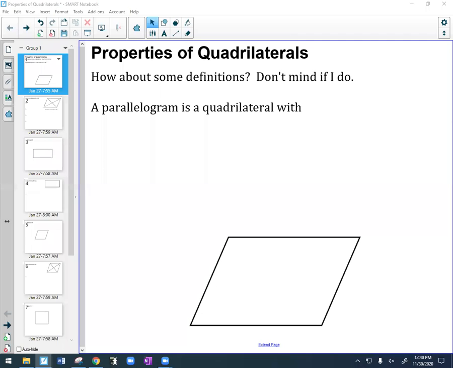Hey guys, this is probably one of our last lessons in this semester. Hopefully this won't take too long. It is properties of quadrilaterals.